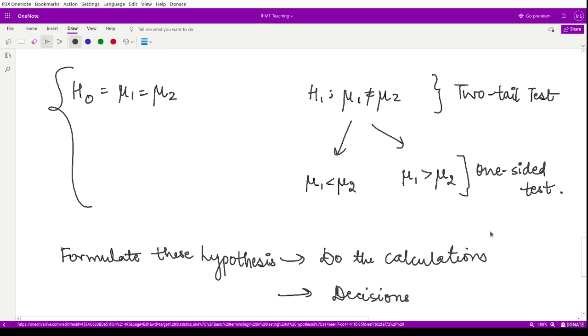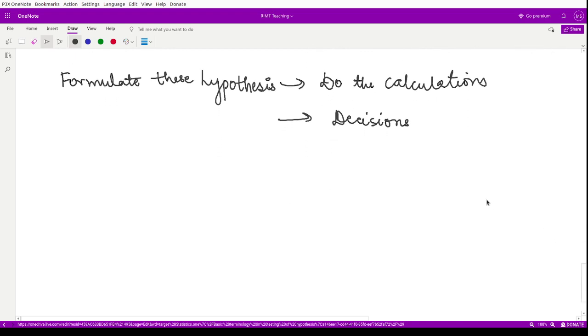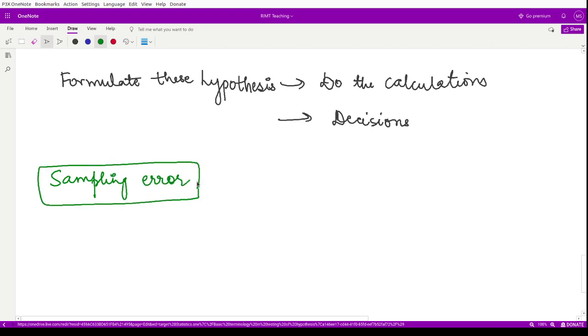When you make decisions out of this, obviously there would be errors involved because we are not taking the exact case. So we have a term known as sampling error. As I've told you, your sample may not be a very good estimate of the whole population. So obviously there would be a difference between the given sample data and the population data, and according to that, we have sampling error.